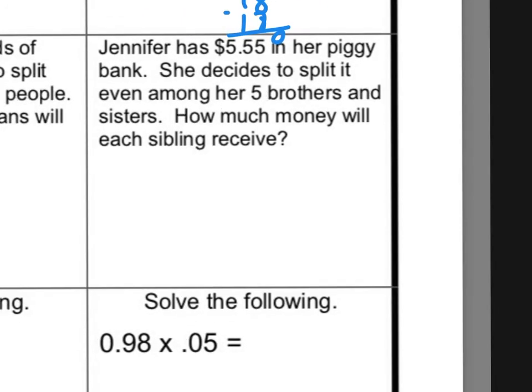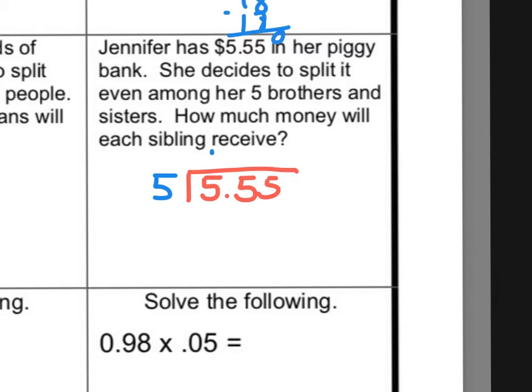For the next one, it says Jennifer has $5.55 in her piggy bank. She decides to split it evenly among her 5 brothers and sisters. How much money will each sibling receive? So she's going to split up. That's when you know it's going to be division, because dividing is when you try to find groups. And you can divide it by 5, because there's 5 brothers and sisters together. And that's going to do the math.